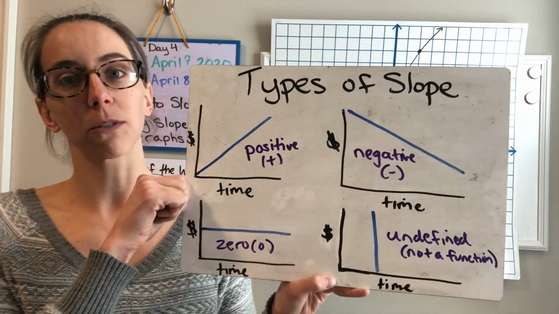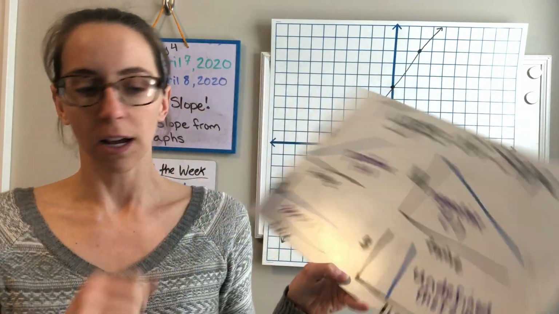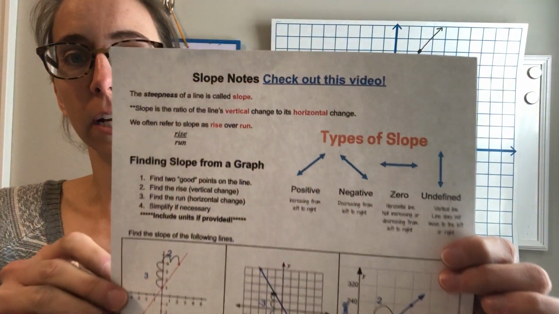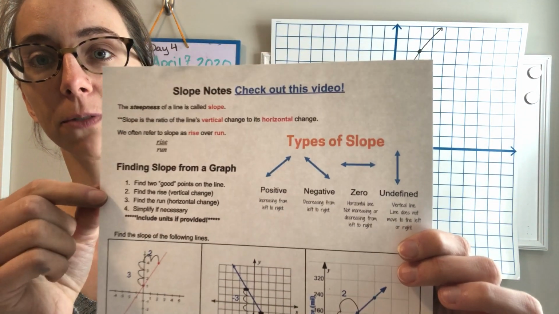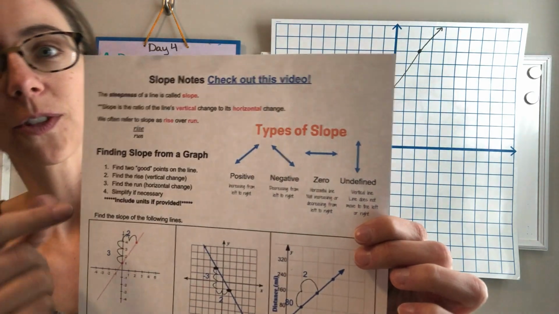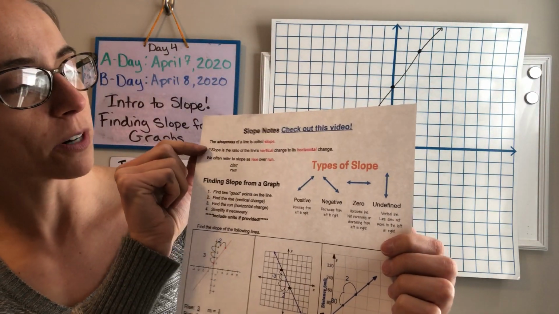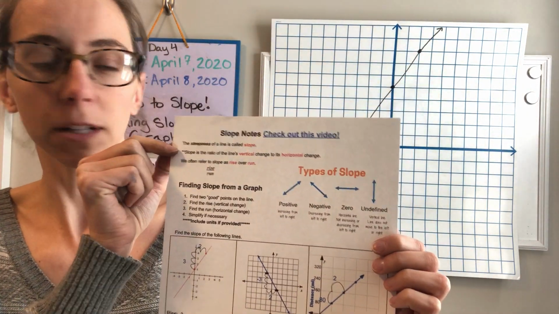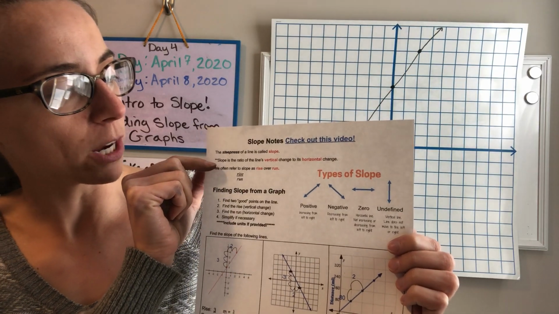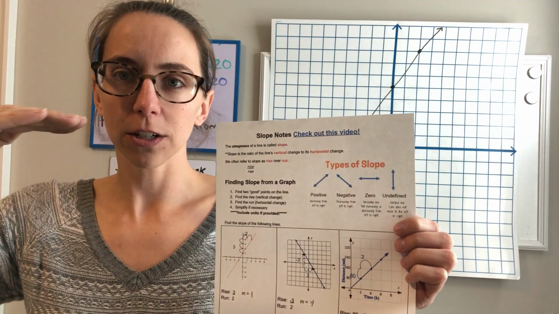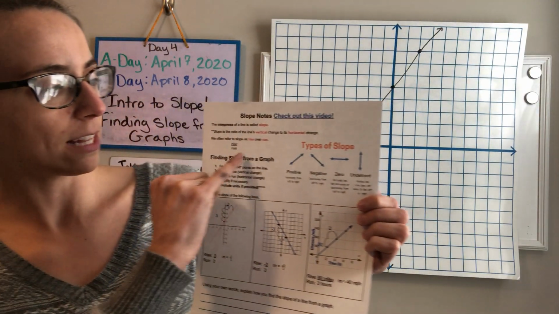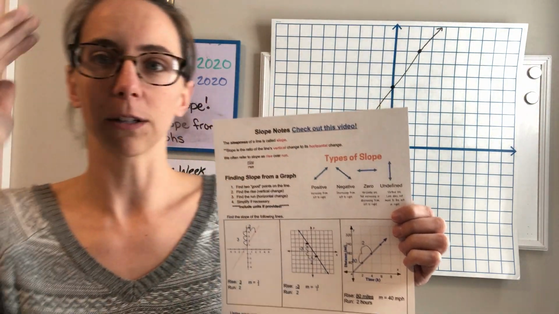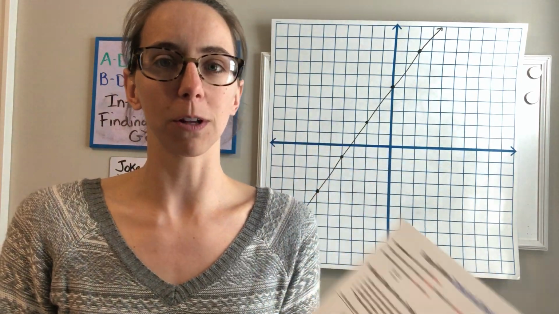If you need to hit pause to write down those four examples, you can. I am going to be posting slope notes. So this is what we would have done in class anyway. I have filled in the blanks for you using red. So again, what we've gone over so far, the steepness of a line is just called the slope. Slope is the ratio of the vertical change to its horizontal change. So we're going to talk about that in a second. And then we can also refer to slope as the rise, that vertical change, over the run.